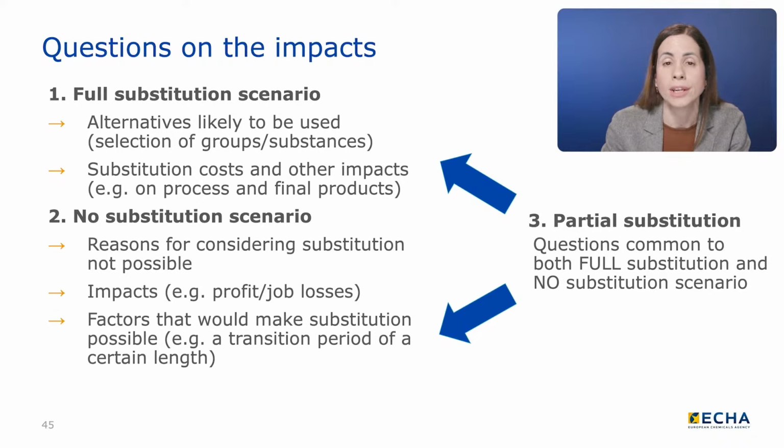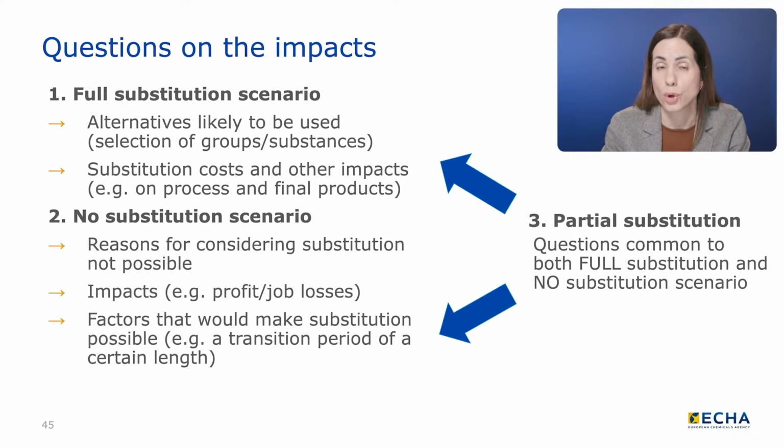So, for example, if you select full substitution scenario, you will be asked questions about the substitution cost. So the cost related to R&D activities, the capital expenditure, CAPEX, and any additional operating expenditure costs that might be relevant. Also, you will be asked to indicate the alternatives that are likely to be used in the restriction scenario.